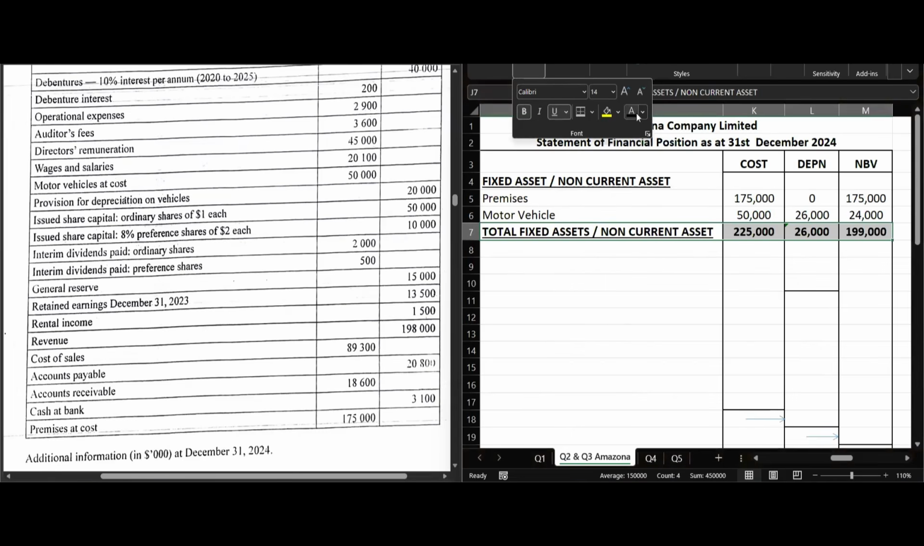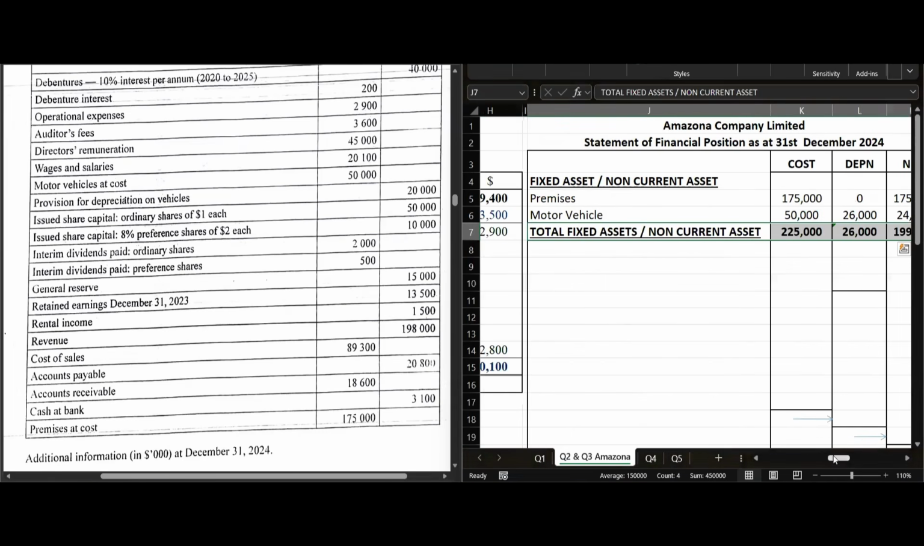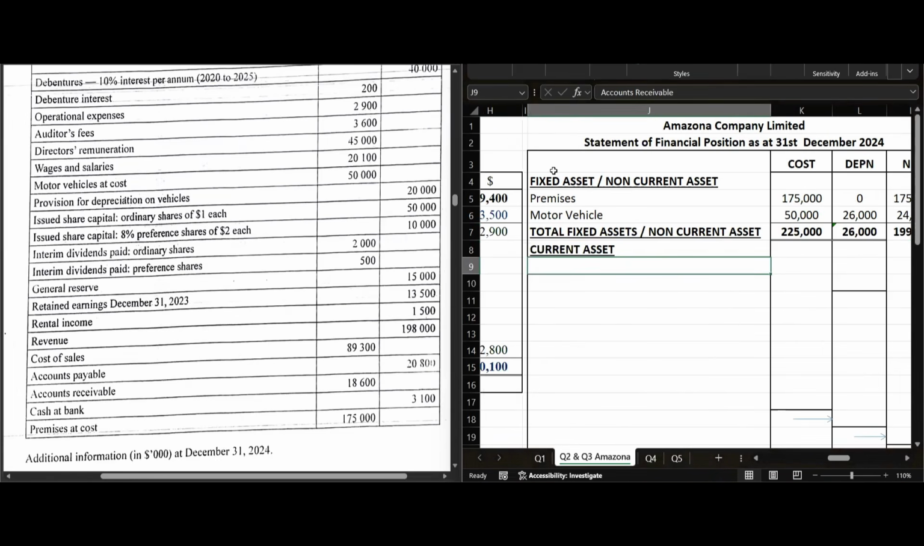Now, after you total this up, the next step for us is to look at our current assets. So let's label it up, current assets. Current assets, as we know, are stock, debtors, cash at bank, cash in hand. But remember, these questions may not have all those bits of data to work with. So let's see what we have to work with. After looking at this very carefully, we did not find any closing stock, but we do have our AR or accounts receivable. Let's see what our accounts receivable figure is. 18,006 down at the bottom. You guys are seeing that.